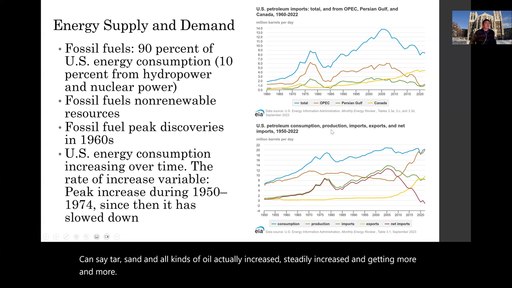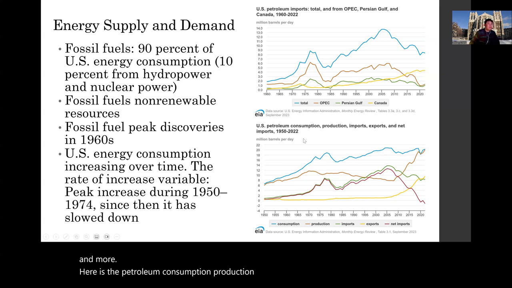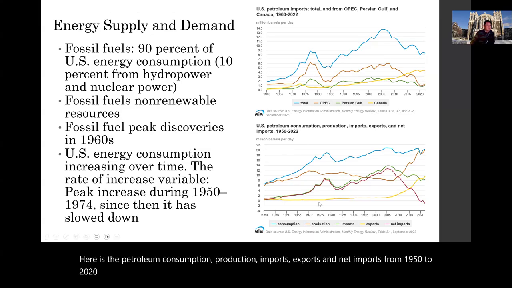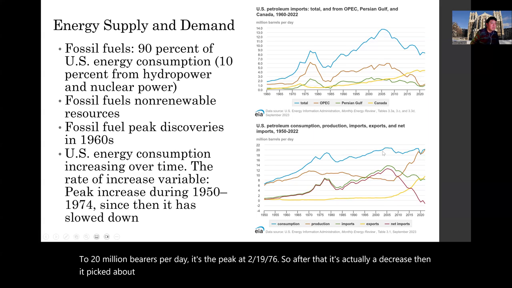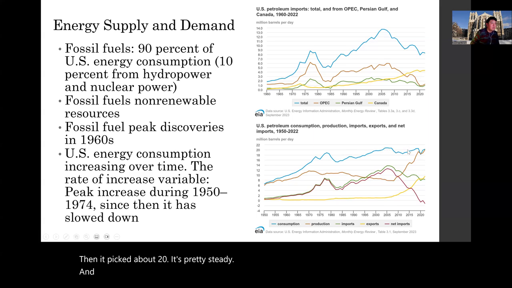Here is the petroleum consumption, production, imports, exports, and net imports from 1950 to 2022. As you can see, for the United States, consumption peaked at 1976 at about 20 million barrels per day. After that it decreased, then it is pretty steady. Normally we need about 20 million barrels per day of petroleum.